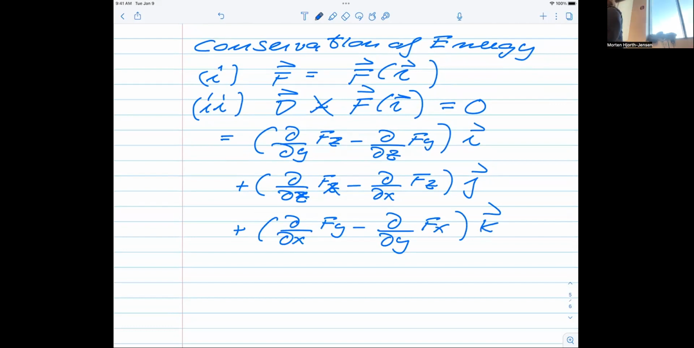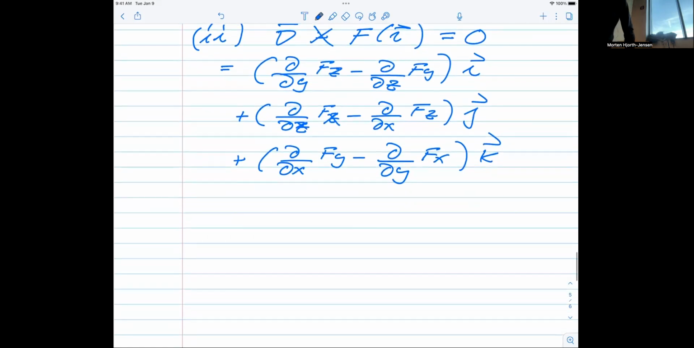So has everybody seen partial derivatives? You've done multivariable analysis. Good, good. And these two conditions lead to the so-called path independence. And this is what we're going to use now. Path independence, not dependence, but independence.